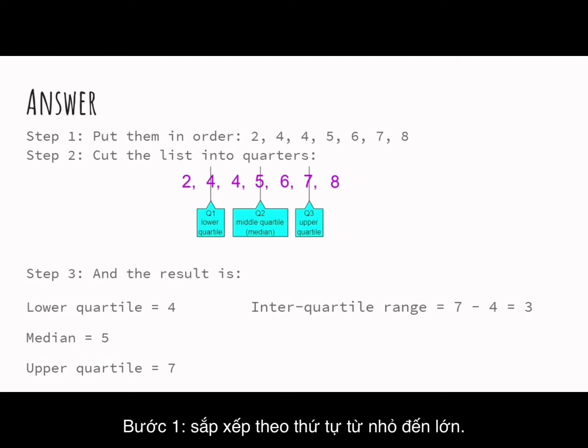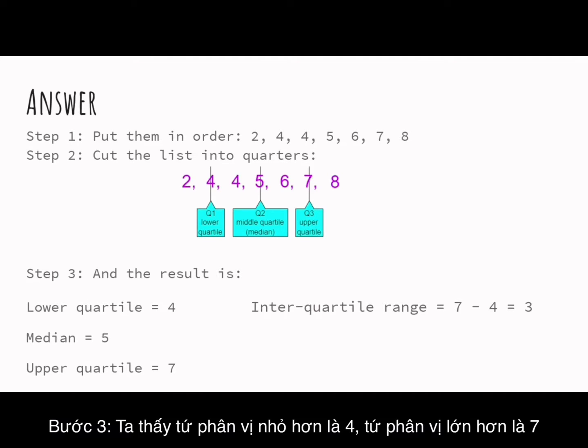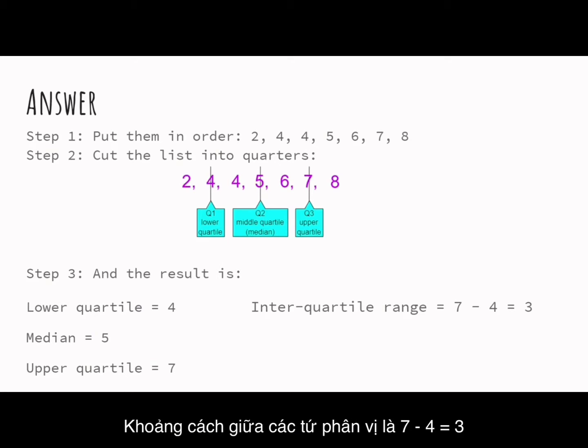Here is the answer. Step 1, put them in order: 2, 4, 4, 5, 6, 7, and 8. Step 2, you have to cut the list into quarters, as you see in the picture below. Step 3, you can see that the lower quartile is 4 and the upper quartile is 7. So the interquartile range is 7 minus 4, which is 3.